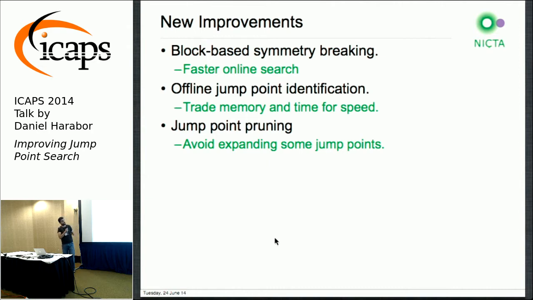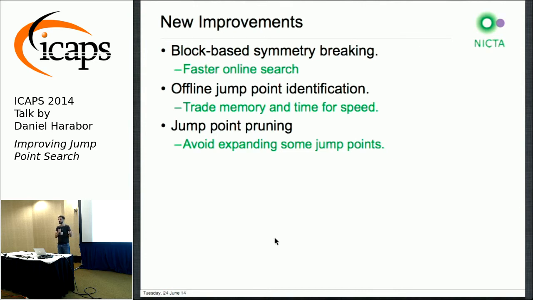So the improvements that we have are three. First of all, you've seen that jump point search reasons about symmetries one step at a time. So in this paper, we have something called block-based symmetry breaking, where we reason about sets of nodes and symmetries about them at the same time. So that leads to faster online search.